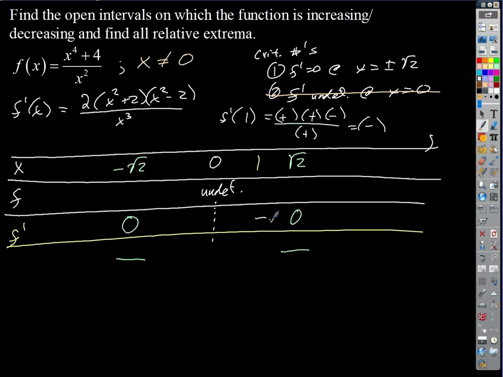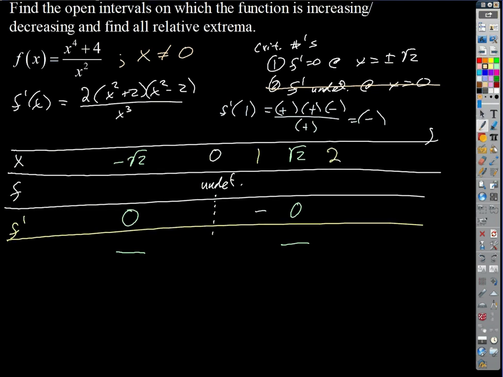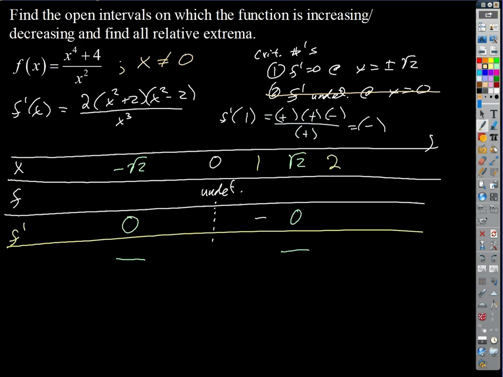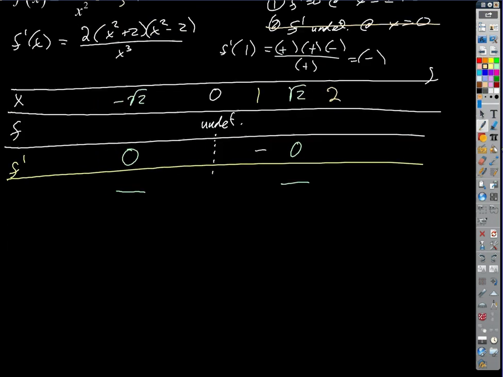What's a test point above square root of 2? 2 would be fine. So if I try this at 2, same thing. Well, I wish I had a little more room on this board. So if we try f prime of 2, what am I going to get on the top? Would you agree, I get positive times positive times positive over positive? So the overall sign is just positive?